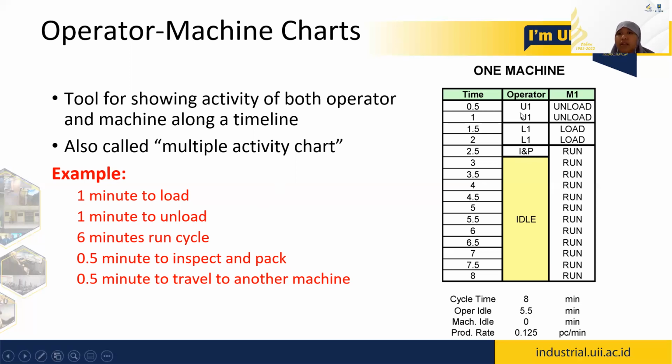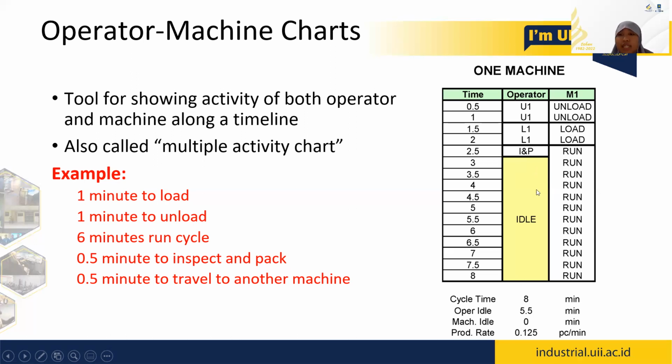where U means unload, L means load, I and P mean inspect and pack, while R is the run. So let's say that we assign one operator to only one machine, and they need 1 minute to unload the previous products made in this machine, and then they need another 1 minute to load all the goods. Then once they load it, the operator runs the machine, and the operator needs to check all of the product before giving it to, let's say, the other.